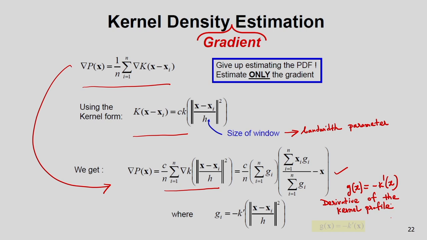So what we are actually doing in this case, we have defined the density. After this, I am taking the gradient of this density, so I am finding the gradient estimation. So del k, because k is the kernel function. And if I do some mathematics, I will get this expression, and g_i is nothing but this. So g(x) is nothing but minus k dash x, that is actually the derivative of the kernel profile. So this expression I am getting, that is the kernel density gradient estimation.